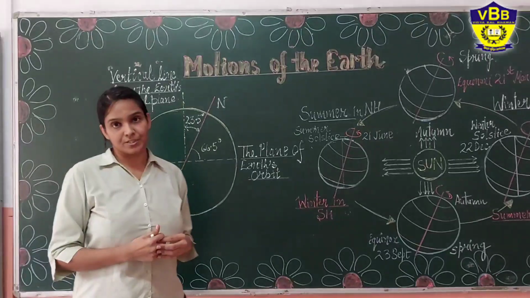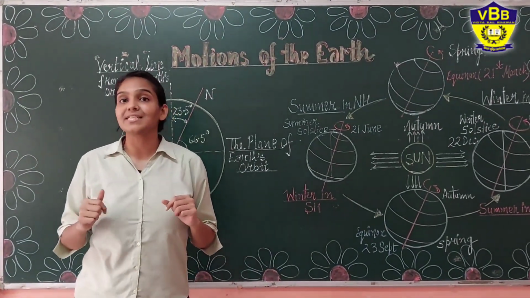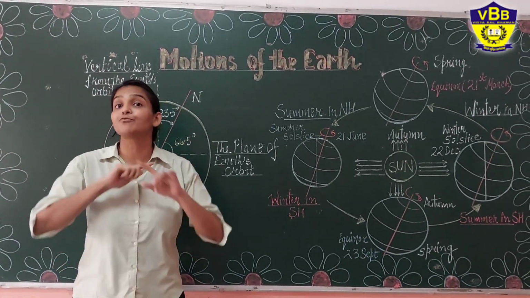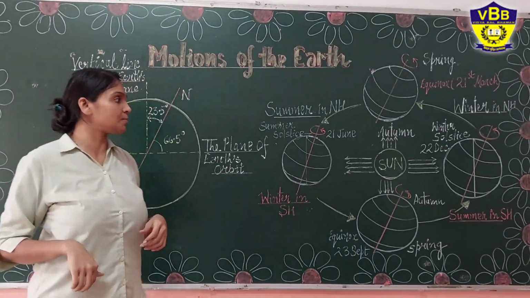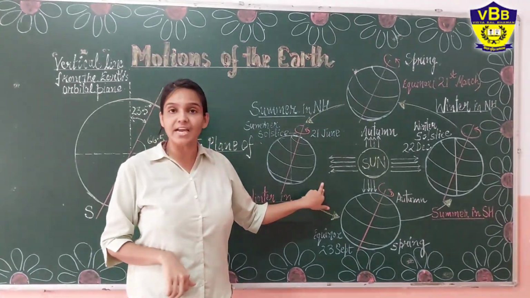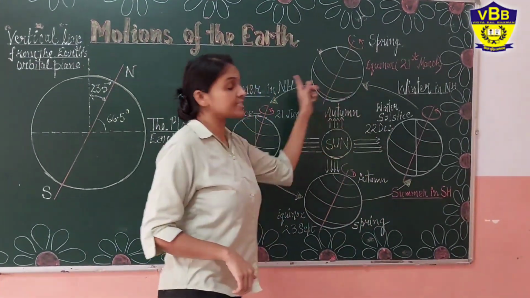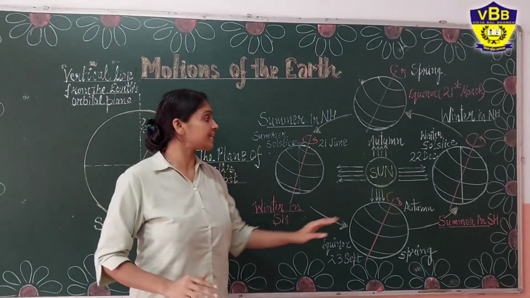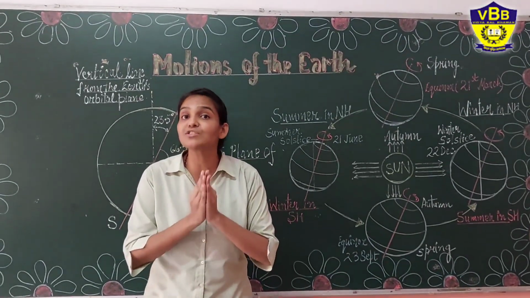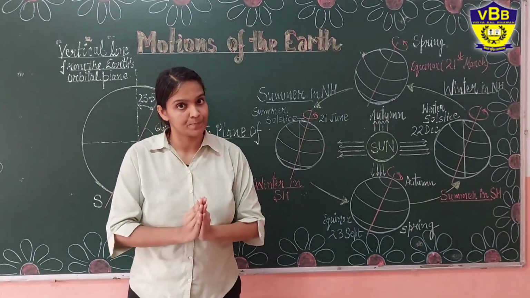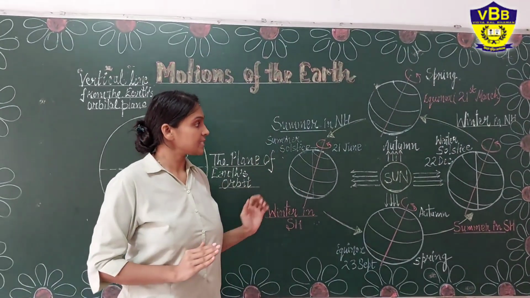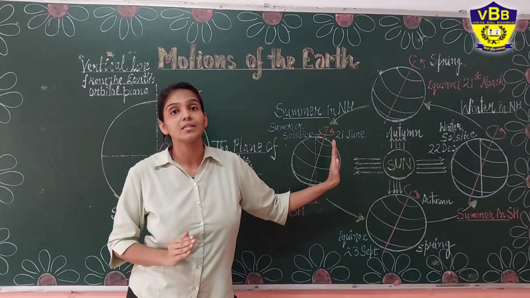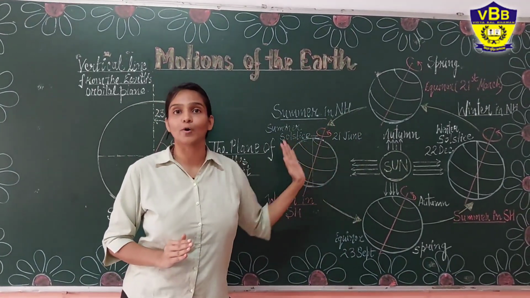Now, the Earth revolves in an orbit around the Sun, and this orbit is not a full circle. It is an elliptical path. Likewise, you can see in this diagram, it is not a circle. It is an oval path. Now, the Sun is not in the center of this orbit. It is not situated in the center of the orbit. So the distance of the Earth from the Sun is not equal on all the sides of the orbit.